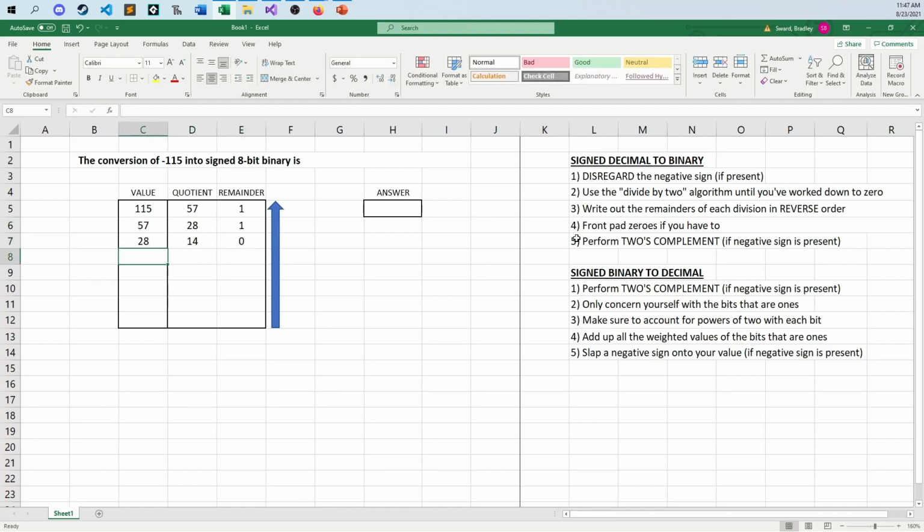I hope I'm doing this right. 14 is 7, remainder 0, and then you get used to these near the end here because they come up very often. 7 is 3, remainder 1. 3 is 1, remainder 1.